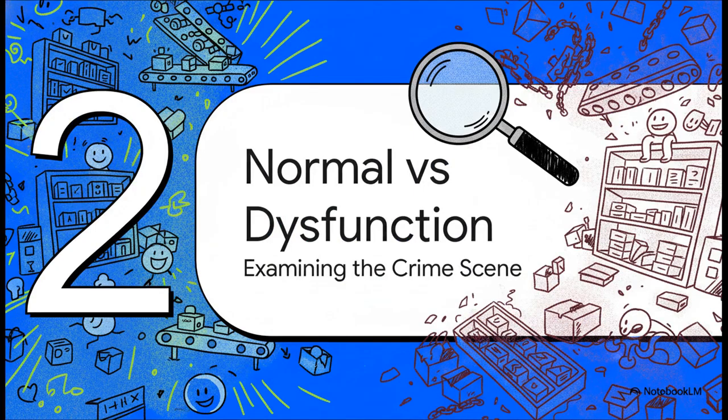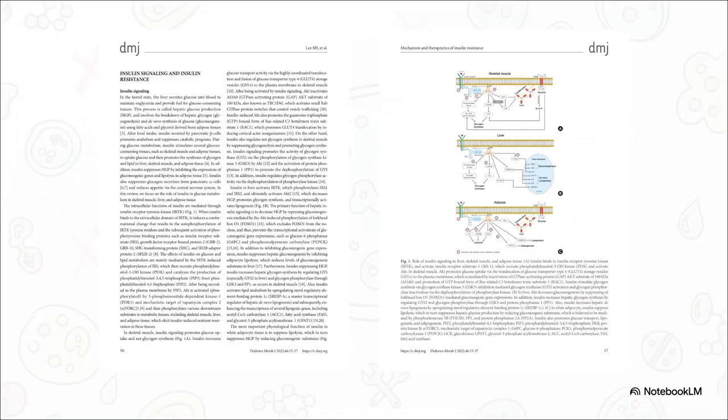Section 2. Normal operations and dysfunction, the crime scene. To figure out how this system breaks, we first need to know what a healthy metabolic warehouse looks like when things are running smoothly. Normally, insulin acts like a master key. In your skeletal muscle, which, by the way, handles up to 80% of your glucose disposal, insulin perfectly unlocks the doors, so glucose can rush in and be used for energy. Over in your liver, insulin gives the strict command to stop producing new sugar. And in your adipose tissue, your fat cells, insulin stops the breakdown of fat. It essentially locks all that stored energy safely away in the vault.